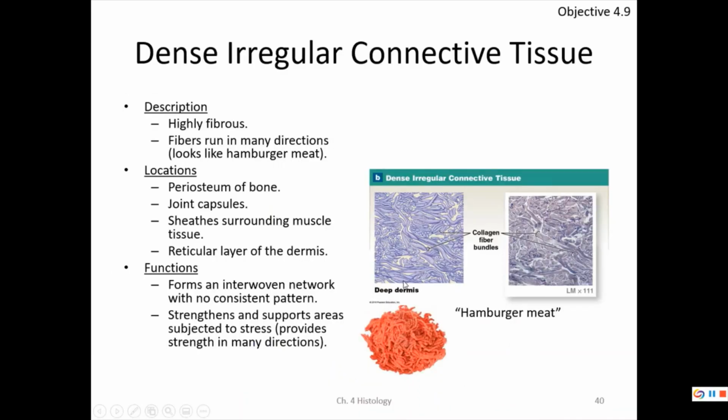It's found in the periosteum of bone. It's found in joint capsules. It surrounds your muscles. And it's also found in the deep layer, the reticular layer of the dermis. There it forms a network that allows us to strengthen and support areas where there's stress. This is also what allows different parts of muscle, two muscles, to slide against each other. If you've ever cut a Christmas ham, this is that white stuff in your ham. Around each big piece of muscle, there's this white stuff. That's dense irregular connective tissue, or just pure collagen.